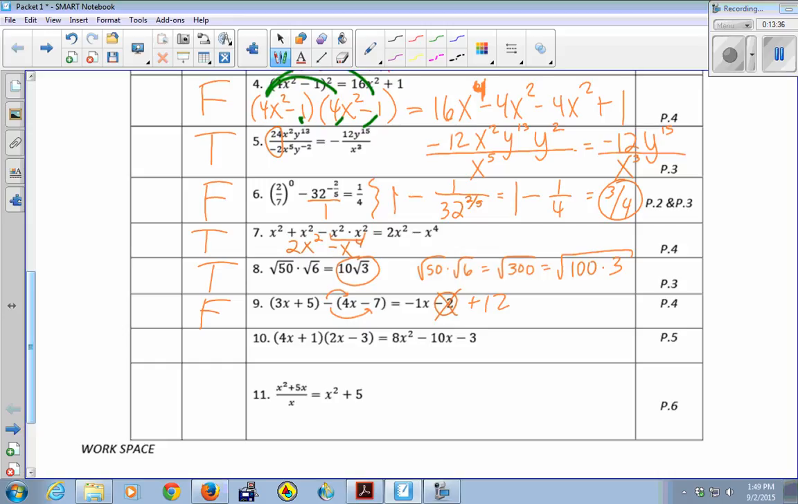How about number 10, true or false? True, yeah, we'll do the lobster claw or FOIL, whatever you call it. 8x squared minus 12x plus 2x minus 3, yeah, that's true.